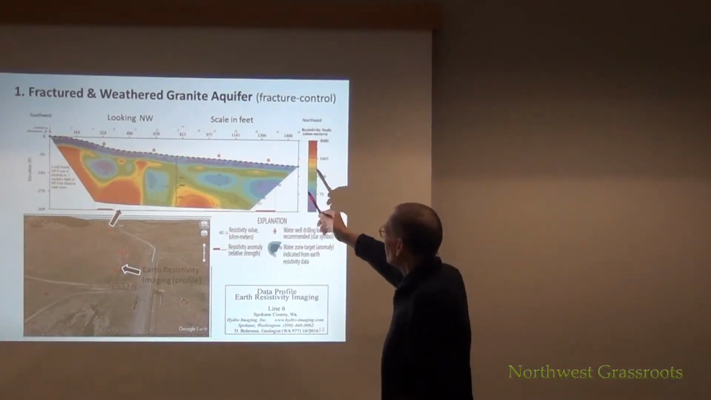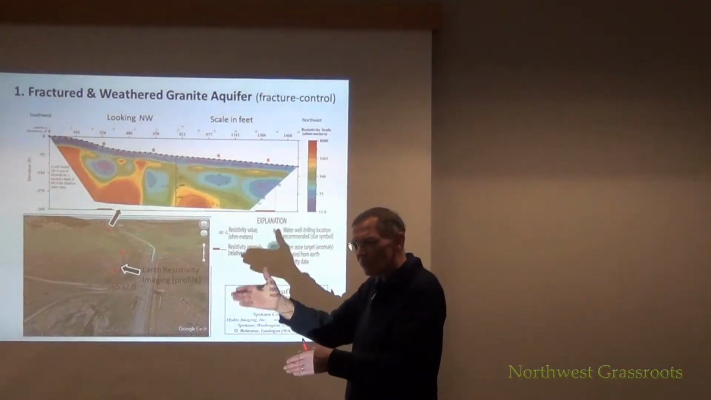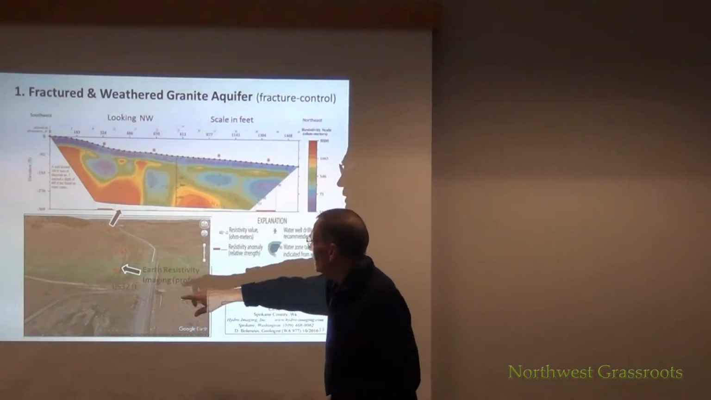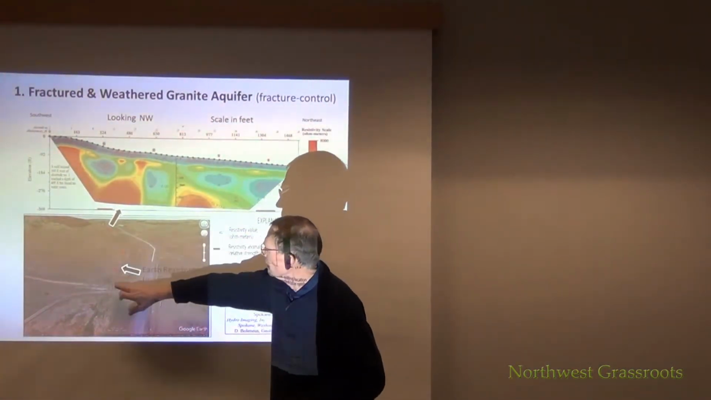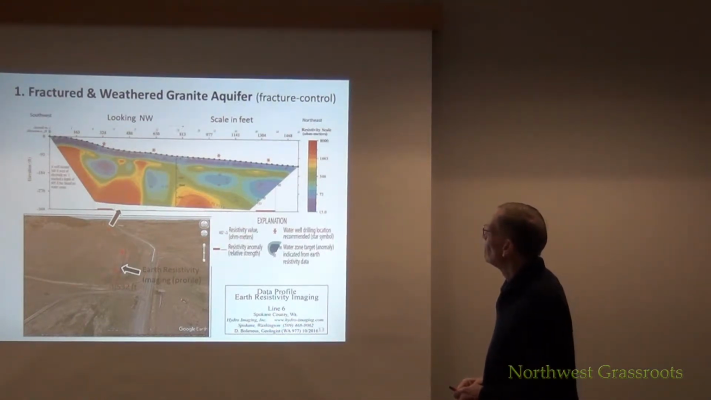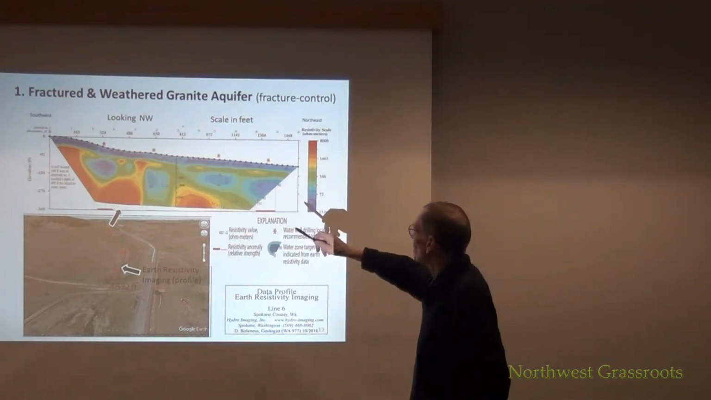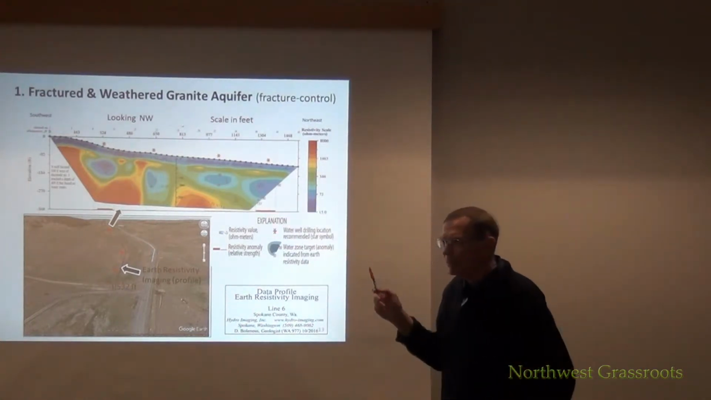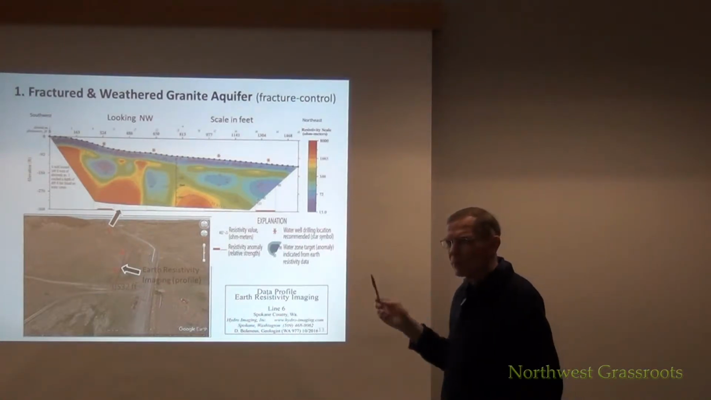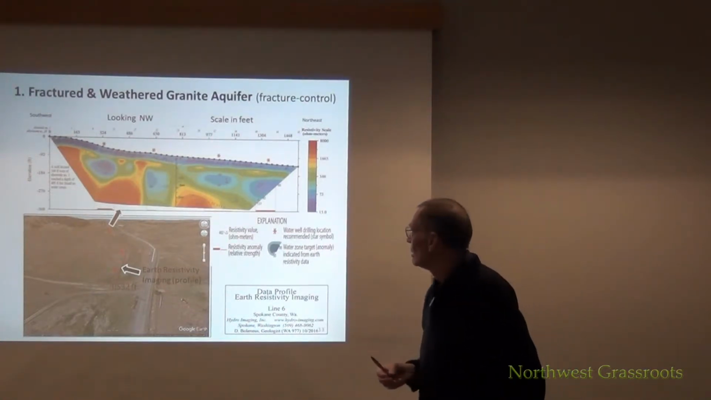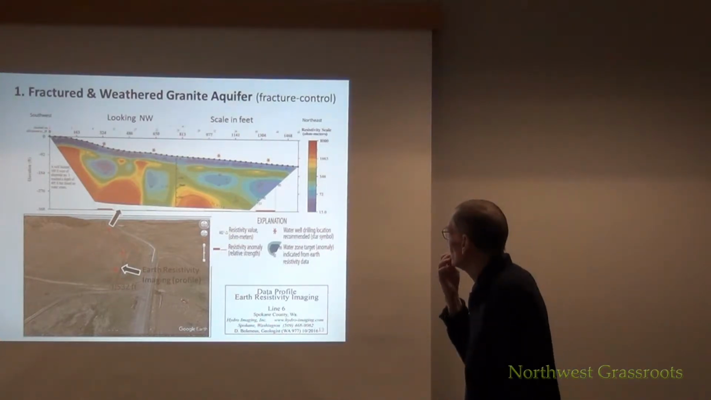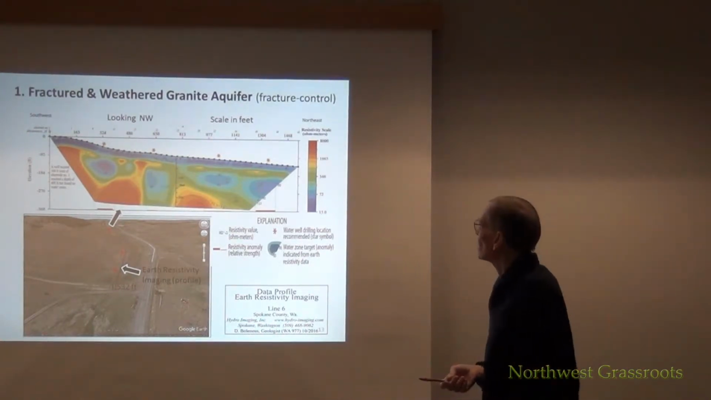Now this profile is like a slice through the earth. So we're looking sideways at the resistivity values. Here's the location of the line parallel to Jensen Road near Cheney. And what it's showing us are the blue areas that are very low resistivity. The values that I use are if they're less than 80 ohm meters, so they would be blue, that's a potential water zone.